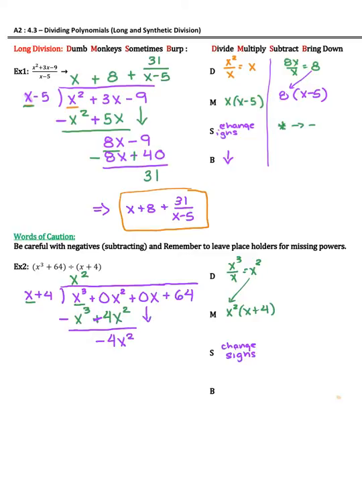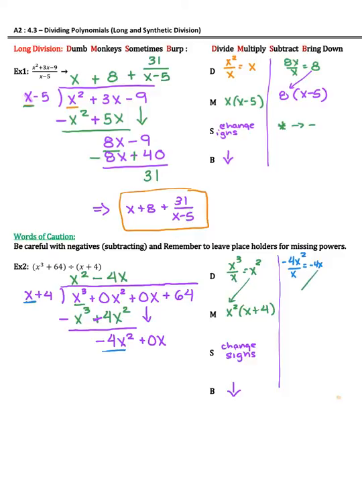And I bring down my 0x. So that was my bring down. And we start the process all over again. So I'm dividing my first terms. So notice now I have a negative 4x squared divided by x. That's going to give me a negative 4x. The answer will go up here on top, so minus 4x.